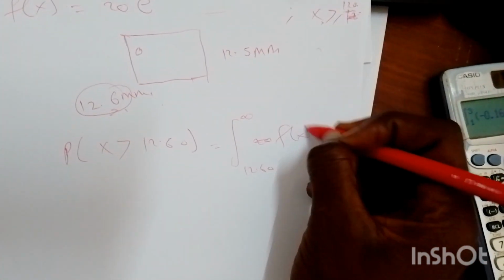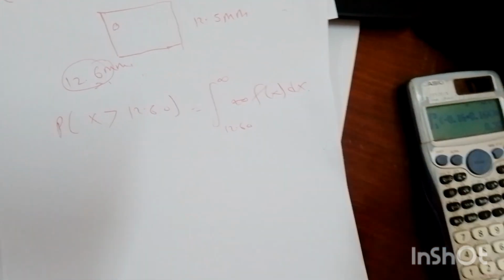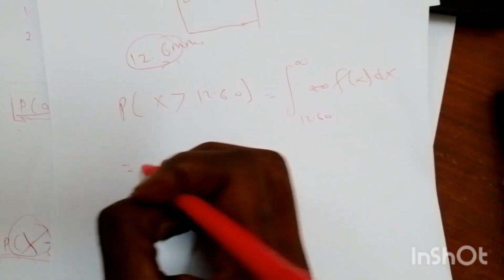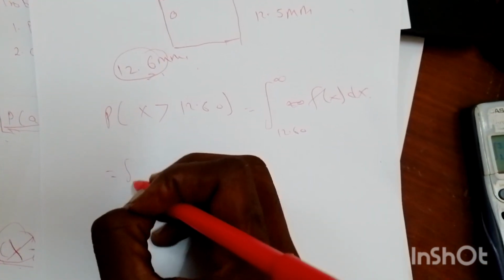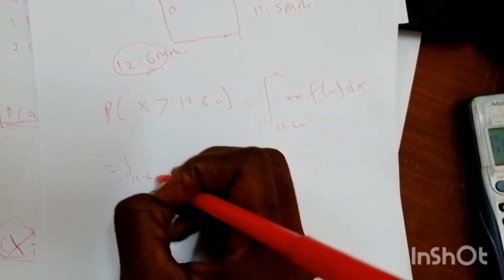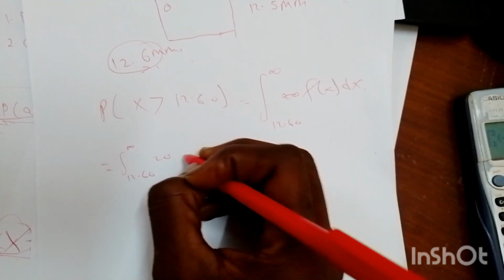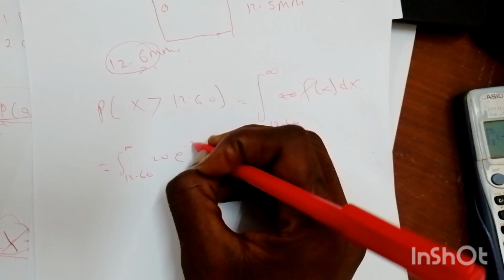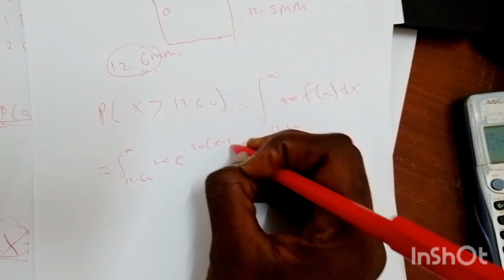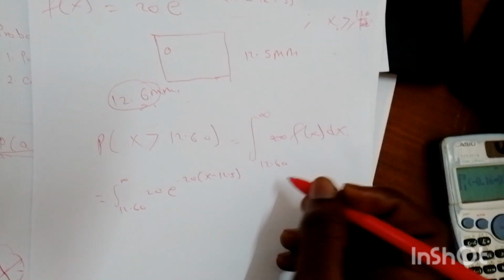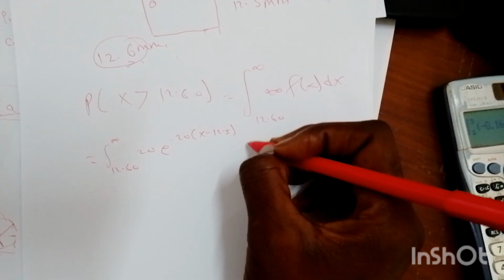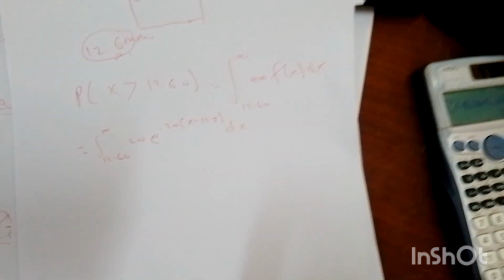So I just say f of x dx. Alright, so this can be equal to your integral from 12.6 to infinity of 20 e power negative 20 (x minus 12.5), right? And then you say your dx.